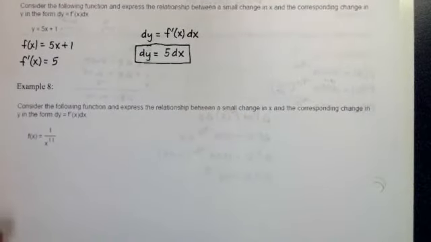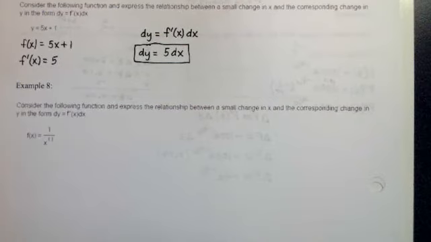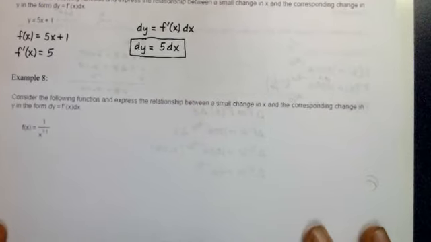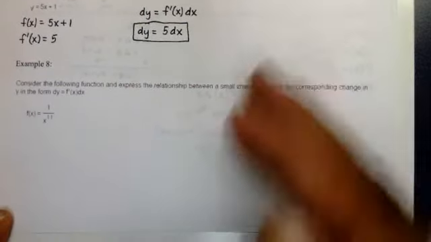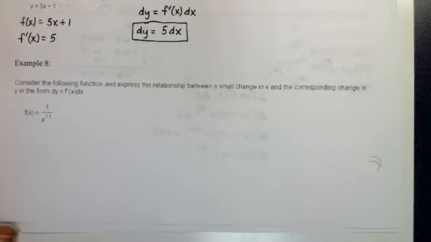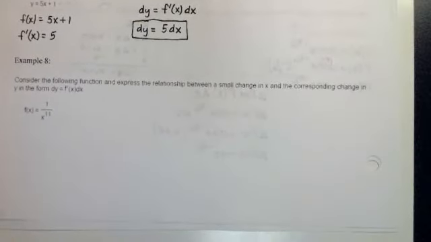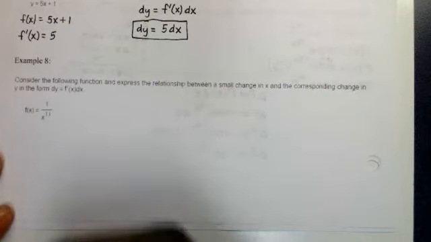Example 8, we got f of x is equal to 1 over x to the 11th. And we're going to do the same thing as we did in example 7. Express the relationship between a small change in x and the corresponding change in y in the form dy is equal to f prime of x dx.